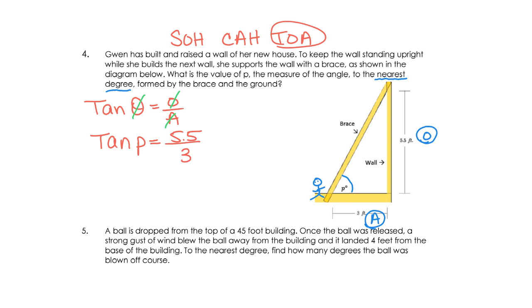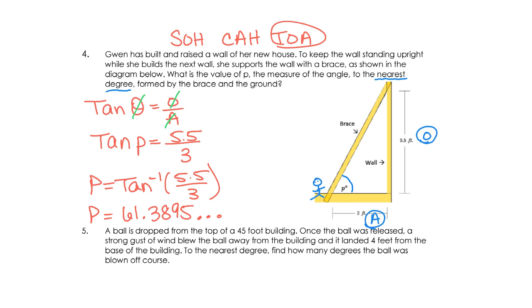Adjacent is 3. Because we're solving for an angle, we use the inverse key. So we say P equals tangent inverse of 5.5 over 3. We grab our calculator. Second tangent will give you the inverse, and 5.5 divided by 3 is in parentheses. When we hit enter, we end up with 61.3895 dot, dot, dot. Rounding directions says nearest degree, just like on the front side of our notes today. The 3 is not going to move the 1, so P equals 61 degrees.